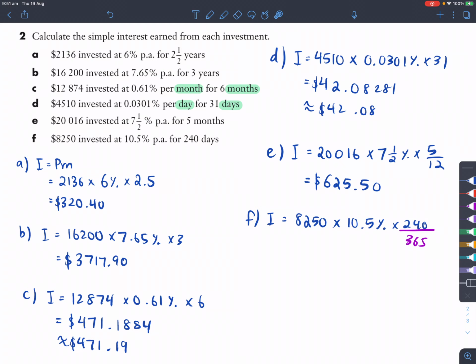If I now type that on my calculator, I will get $569.589, and it keeps going. So this is roughly $569.59. And that's how you calculate the simple interest.